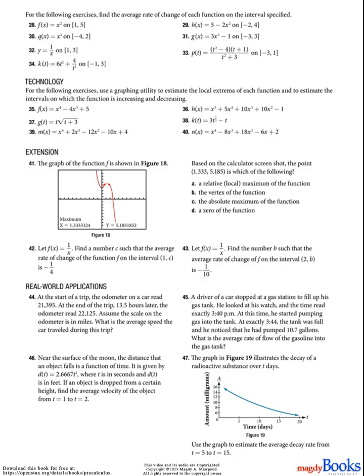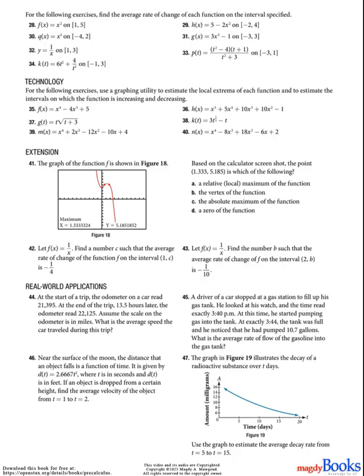Extension. 41. The graph of the function f is shown in Figure 18. Based on the calculator screenshot, the point (1.333, 5.185) is which of the following? A. A relative, local, maximum of the function. B. The vertex of the function. C. The absolute maximum of the function. D. A zero of the function.